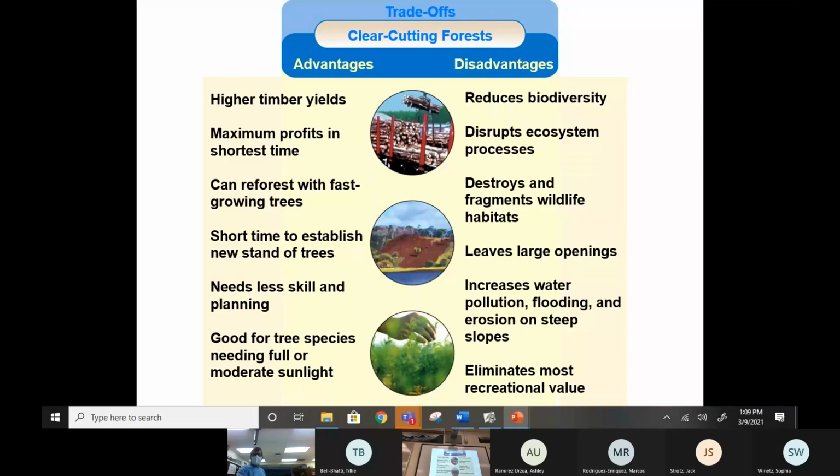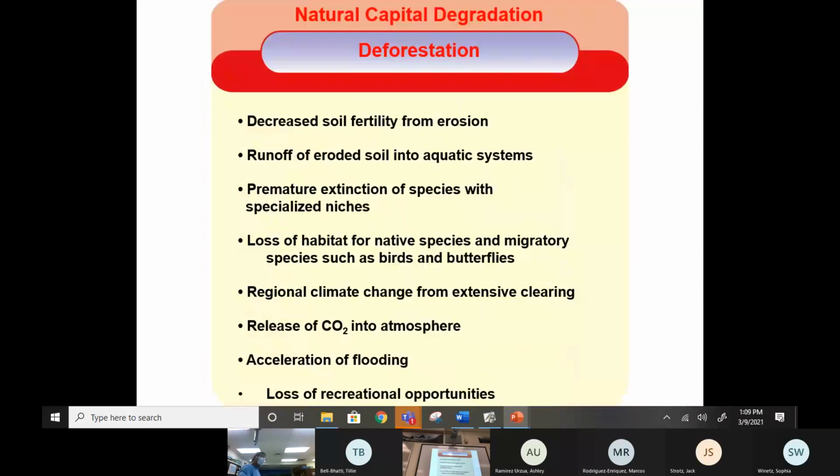I think this is that same pro and con, isn't it? Yeah. Same pro and con as we looked at a minute ago. So let's move on. What happens if we deforest an area? What's so bad about that? Well, here's a variety of impacts and the degradation of natural capital that results.